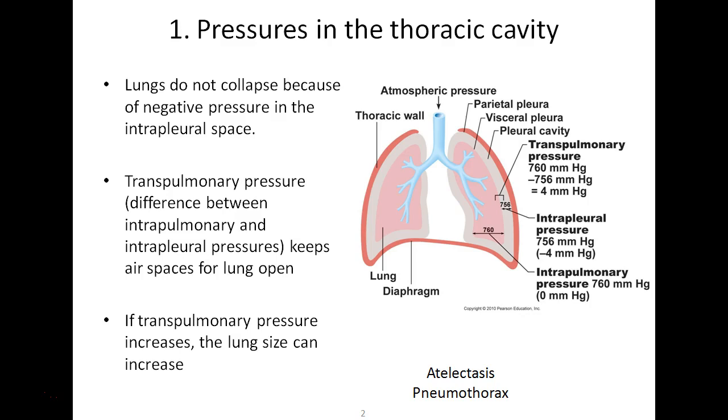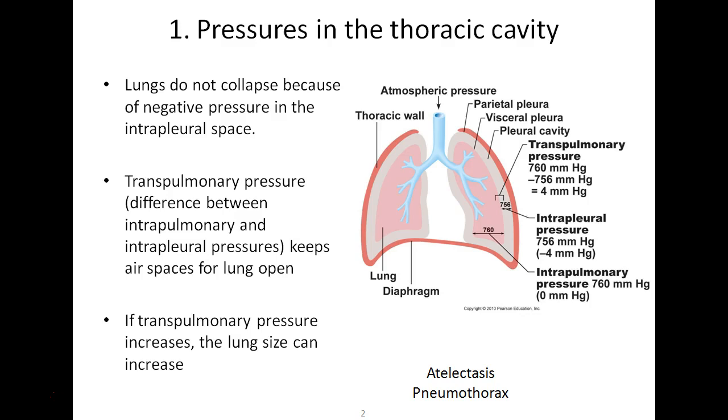Let's look at some values here. We have what's called a transpulmonary pressure. Here it is shown in this diagram. Notice that the prefix trans means across, so we're going across the visceral pleura. We're going from the pleural cavity into the inside of the cavity of the lungs. So this transpulmonary pressure is going to be the difference between the intrapulmonary pressure and the intrapleural pressure. And it's this transpulmonary pressure that's going to keep air spaces of the lung open.